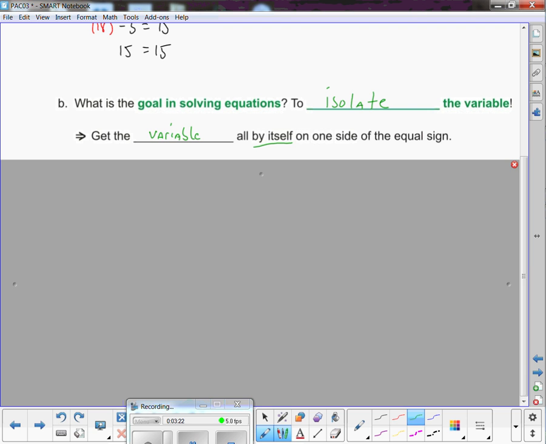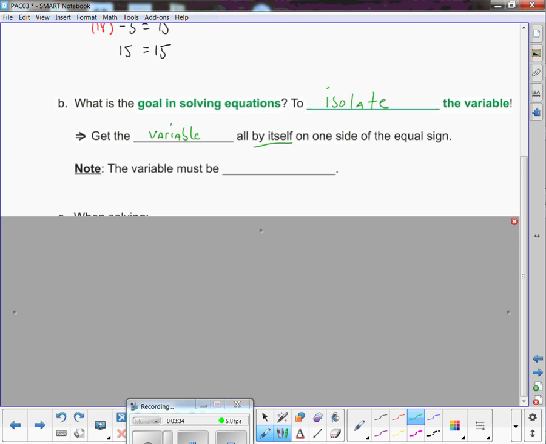That's what it means to solve an equation, to get the variable all by itself on one side of the equal sign. And what you are doing, in effect, is figuring out the value of the variable, right? When you isolate the variable, when you get it all by itself on one side of the equal sign, then you are, in effect, solving the equation.